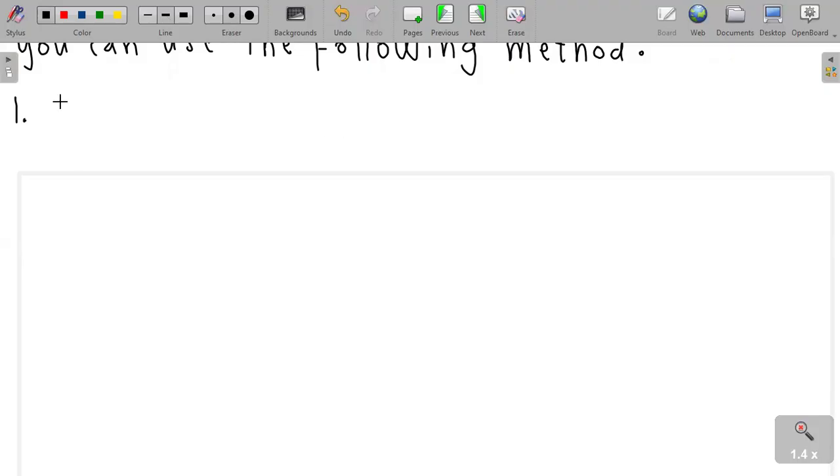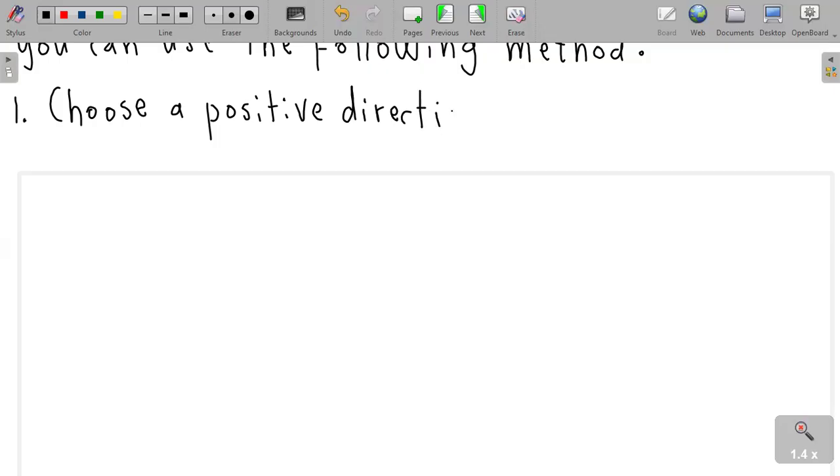So the first thing you do, okay, if you have vectors in a straight line is that you choose a positive direction, okay? So you choose the positive direction. That's the first thing that you do.